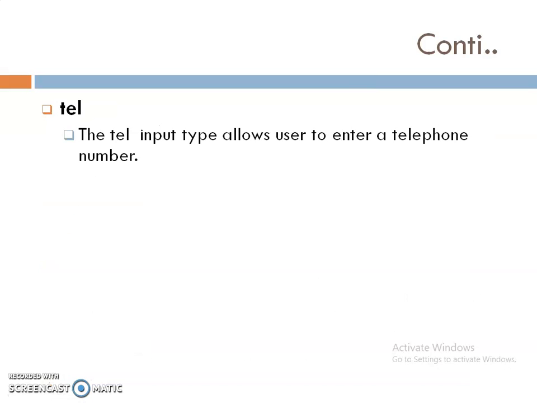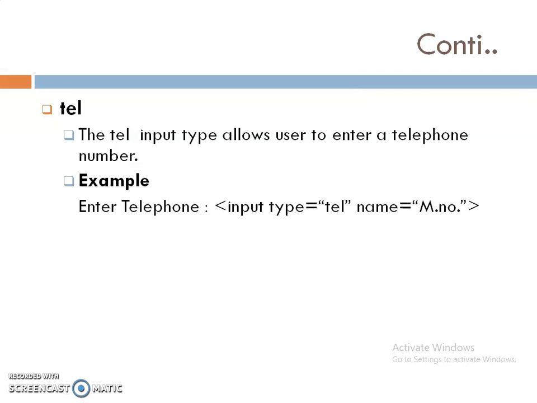Tel: this input type allows the user to enter a valid telephone number. For example, input type is equal to tel, and here we are passing a user defined name as mobile number.